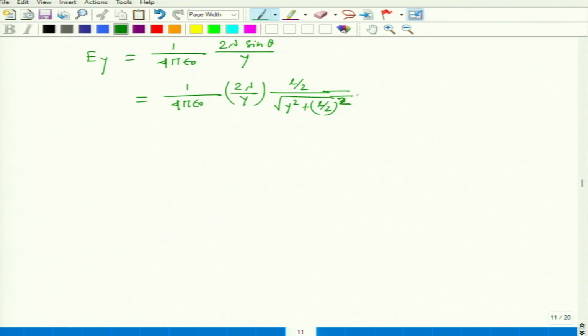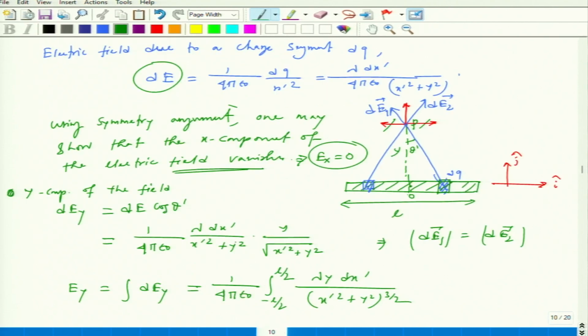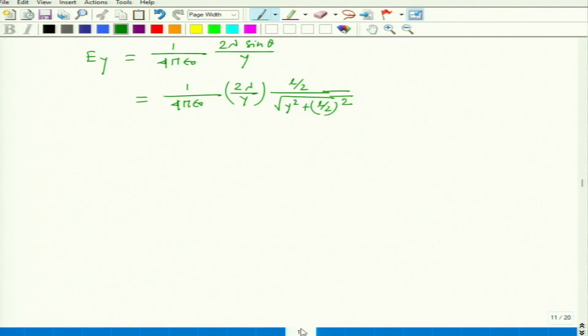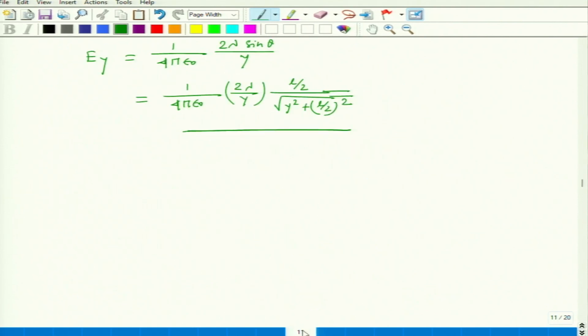Note the difference between theta and theta prime: here is theta, and in the previous case this was theta prime. So we finally got this. Check this result by solving the integral; it is easy to show. I hope you can do this integral and verify the result that is given. Okay, we will see in the next class. Thank you.